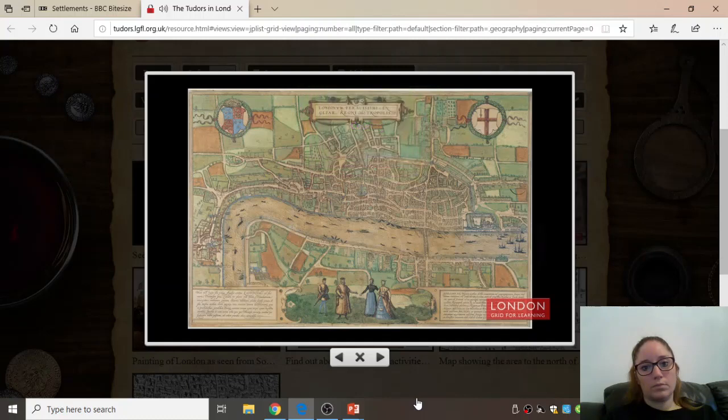These are ships that are coming into London from abroad, and in the Tudor period this was a time of exploration and growing trade with other countries across the world. So these ships would bring in goods to London so that people here could buy new and exciting products.